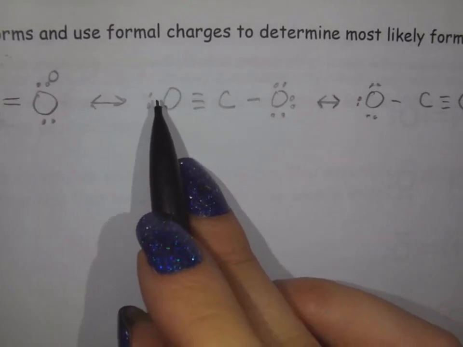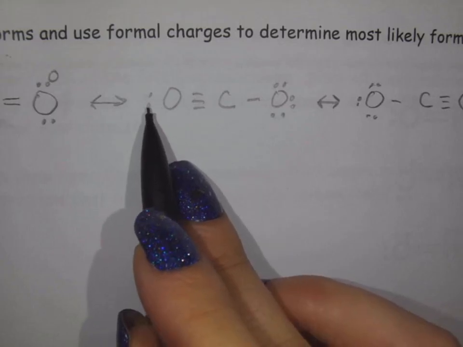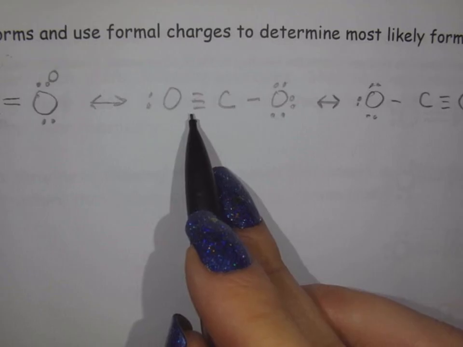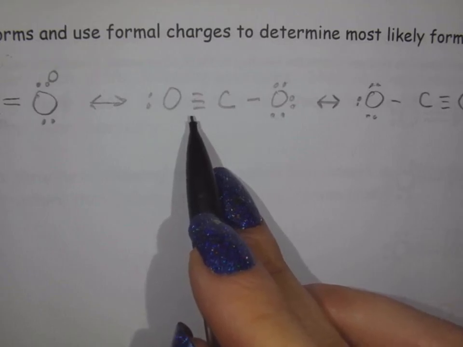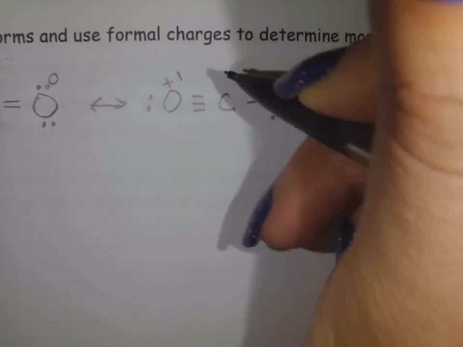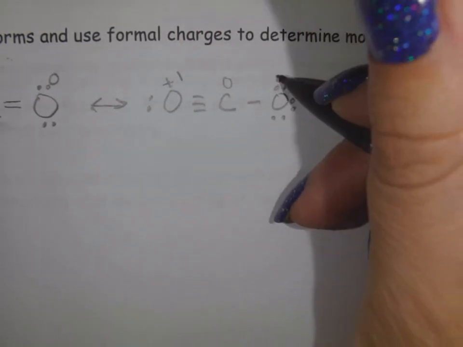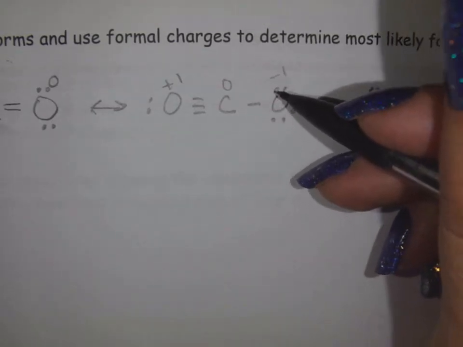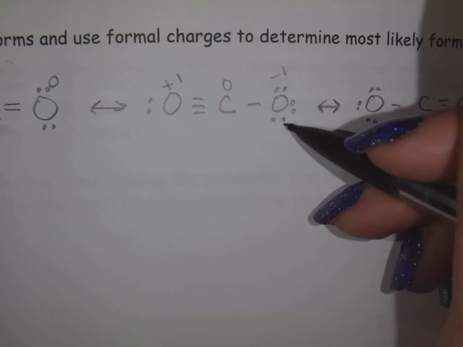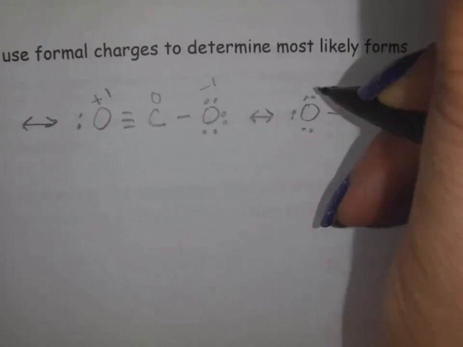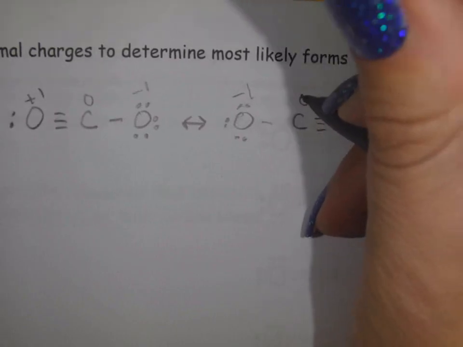On this side, this oxygen has been assigned 1, 2, 3, 4, 5 electrons, but in its neutral form, it would have 6. So there's 1 less negative electron. So that means it has a formal charge of +1, 0, and this is going to be a -1 because this oxygen has 1, 2, 3, 4, 5, 6, 7 valence electrons. And then we get the inverse over here.